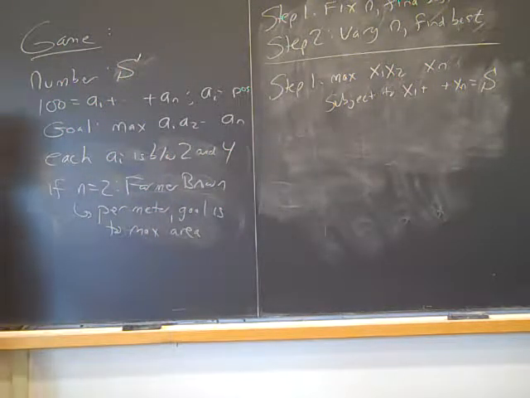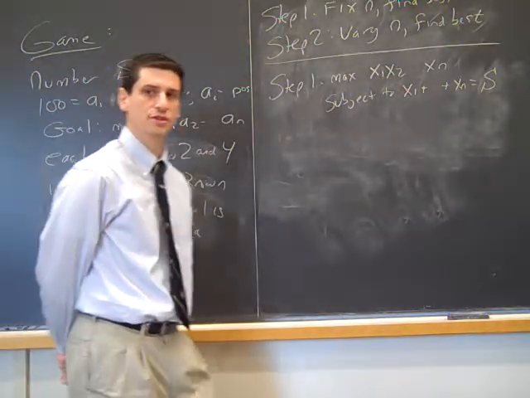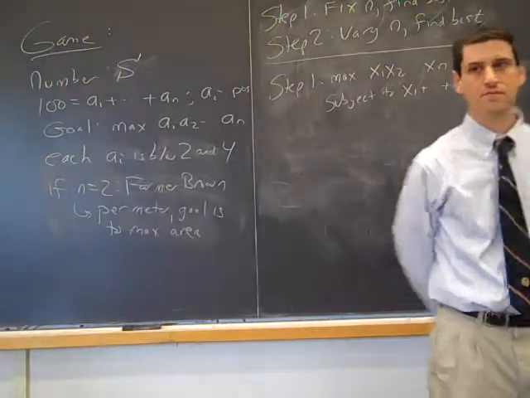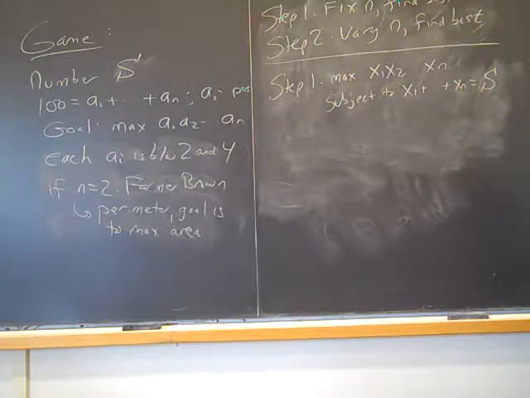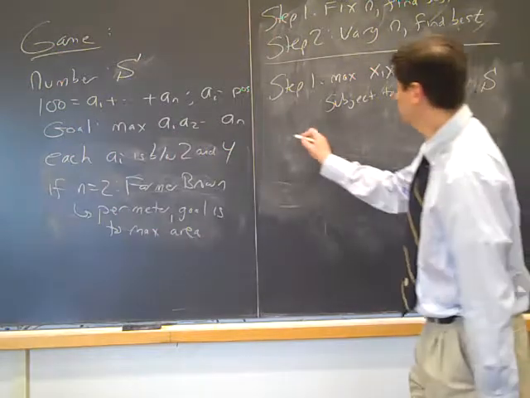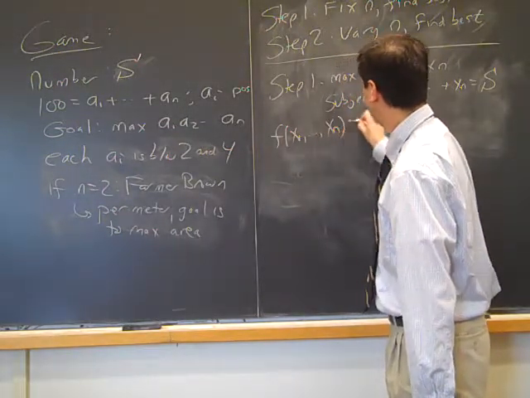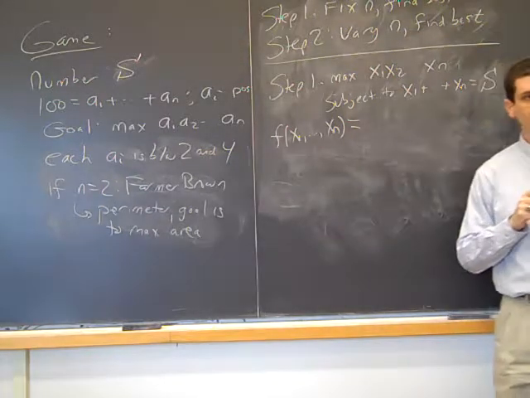Alright, so how do we set this up as Lagrange multipliers? We need a function and we need a constraint. So what's the function? We need f of x1 through xn. What should my function f be?